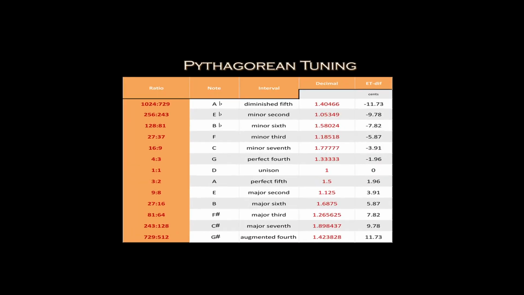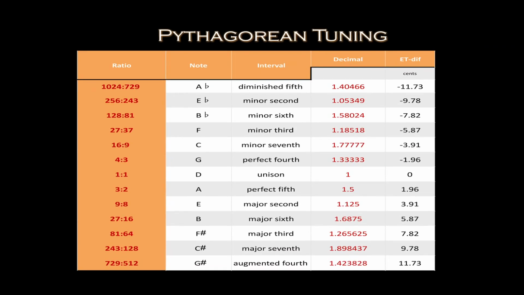Pythagorean tuning. I've been pretty much talking about it through most of this movie, so I wanted to get a little bit more in depth about what it is. On the left of this table that you see is the column called ratio. Those are the whole number ratios that Pythagoras came up with. The next column over is the equivalent note. The next column is the interval, for example, diminished fifth, minor second, perfect fifth, perfect fourth, etc. And then the next one over is the decimal equivalent of those whole number ratios.